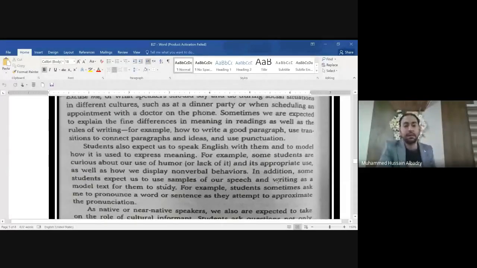In addition, some students expect us to use samples of our speech because you are a model. Students will imitate you, will ask you to pronounce this word, will ask you to speak. They will listen to you, how you pronounce this word, because you are a model for them. You see? Use samples of our speech and writing as a model text. Students sometimes ask me to pronounce a word or sentence. So this is the role of model speaker, model English speakers.